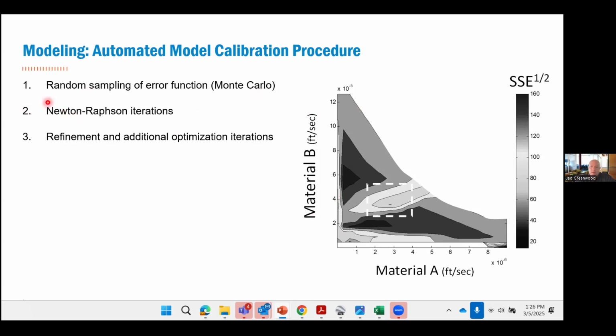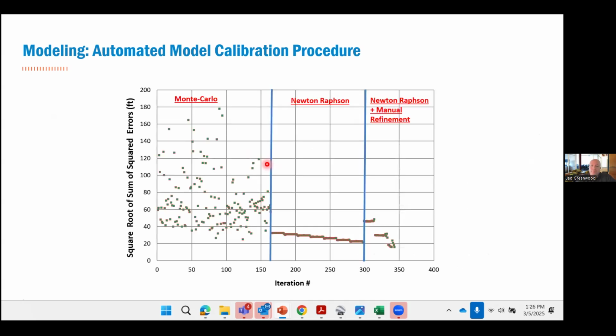Then you can do a more involved Newton-Raphson type iteration, a method that helps project the direction the permeability should go. Should the permeability be higher or lower for the next set of iterations? And then you can do some refinement, which I'll show on the next slide.